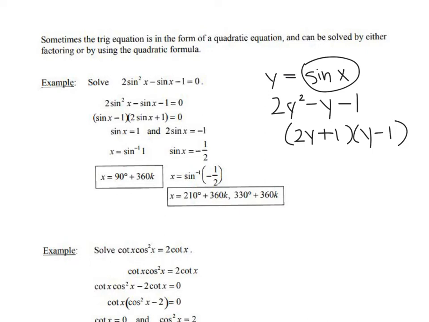Our first solution is all of the values where sine inverse is 1. So when sine is 1, which happens at 90 degrees, plus 360K. After isolating sine, our second solution is when we have sine inverse of -1/2. So when sine is -1/2, which is 210 degrees plus 360K and 330 degrees plus 360K. So we actually have 3 solutions in all of their coterminal angles.